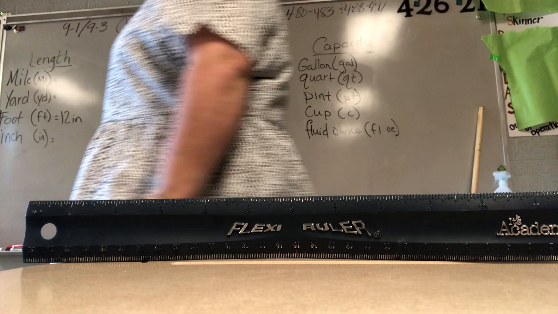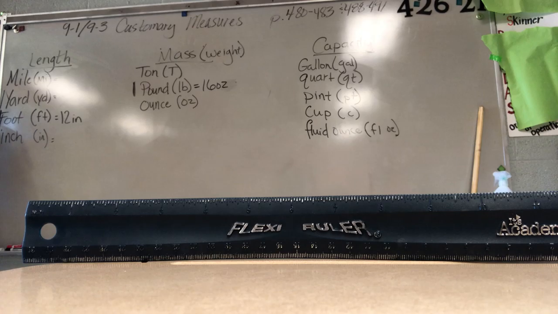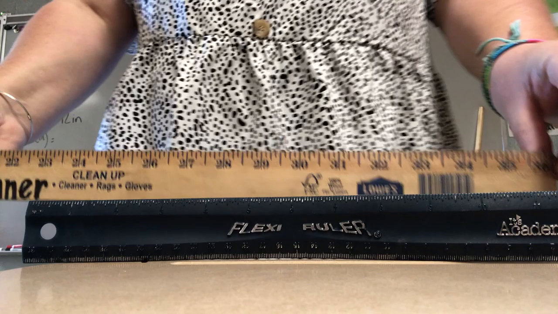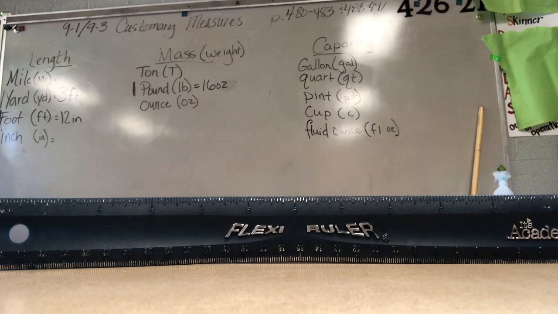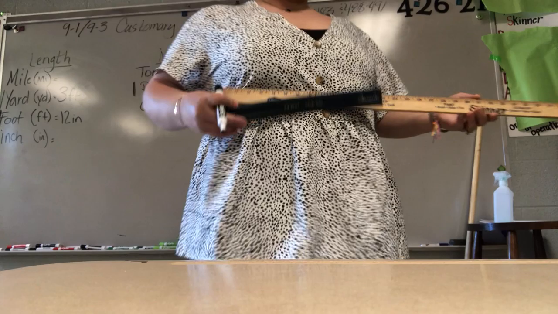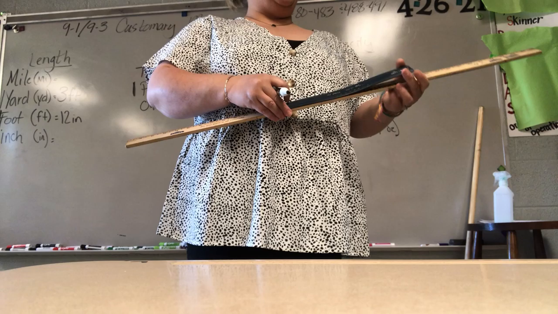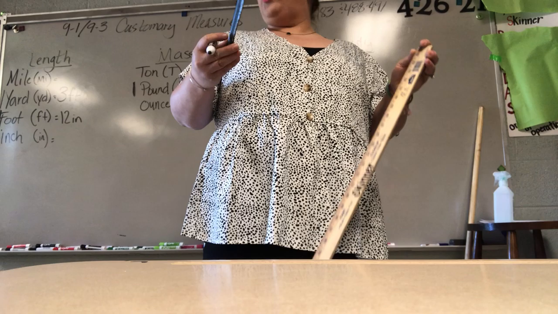How about 1 yard? How many feet are in 1 yard? Three. We decided that too. There are 3 feet equal to 1 yard. So let me ask you something. How many inches are going to be in 1 yard? 36. If there are 3 feet in a yard, and 12 inches in a foot, then yes, there would be 36 inches in a yard.